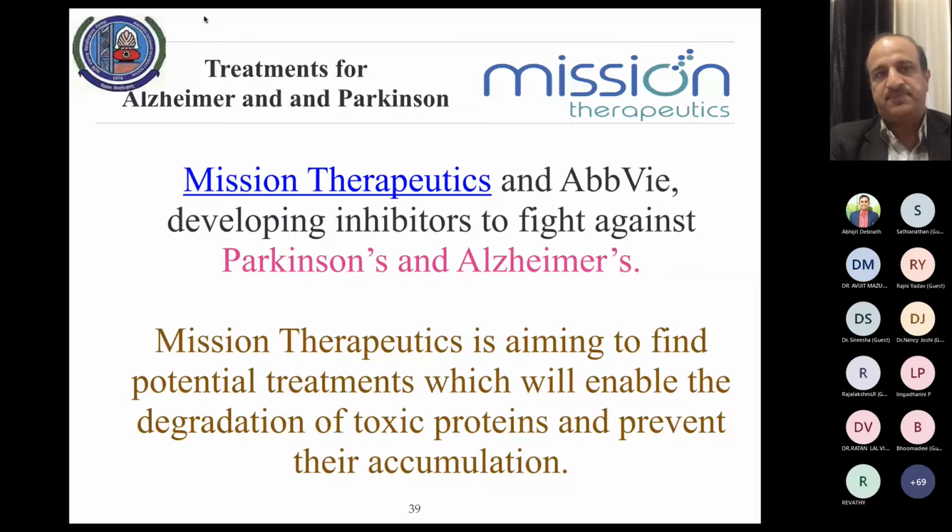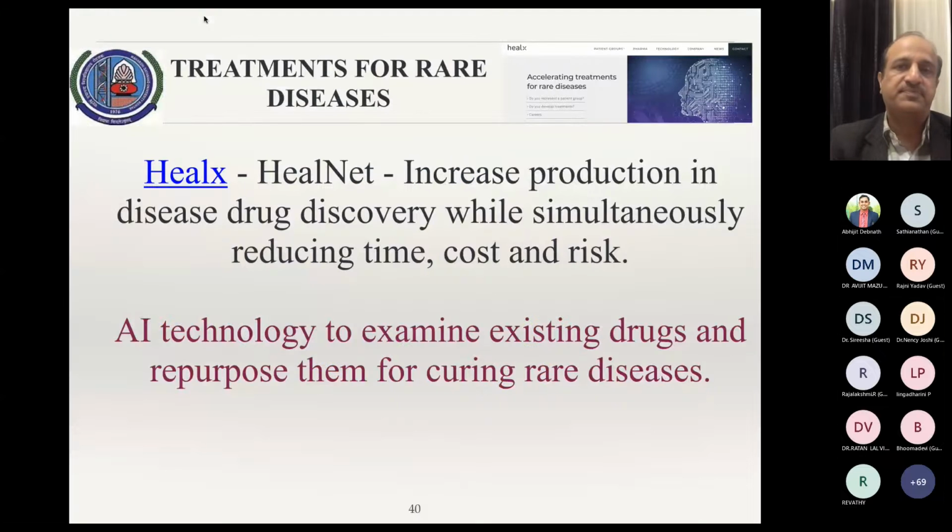Mission Therapeutics is working on treatment for Parkinson's and Alzheimer's disease. They are finding potential treatments that enable the degradation of toxic proteins and prevent their accumulation. Healx increases productivity in drug discovery, reducing the time, cost, and risk associated. Whatever existing drugs are available, they repurpose them for curing different diseases.